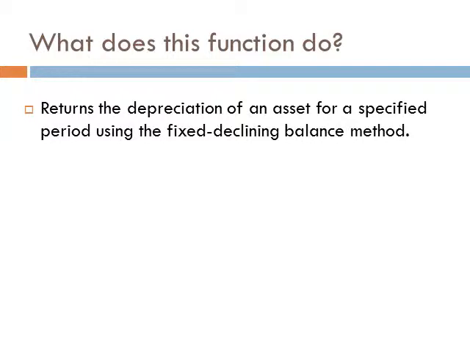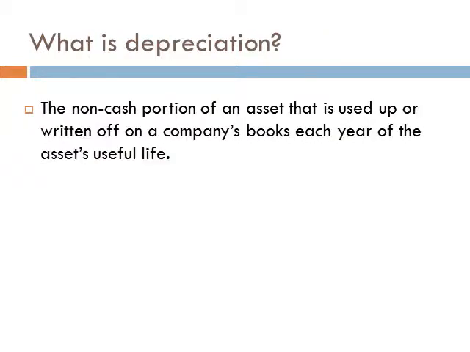What does this function do? It will calculate the depreciation for an asset over a specified period using the fixed declining balance method. This means it uses the same rate for depreciation for the life of the asset. But what is depreciation? It is the non-cash portion of an asset that is used up or written off on a company's books each year of the asset's useful life. This means that depreciation expense does not have anything to do with cash, but it adjusts the value of an asset in relation to the estimated wear and tear on that asset.